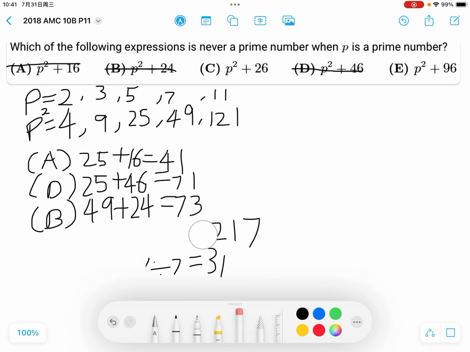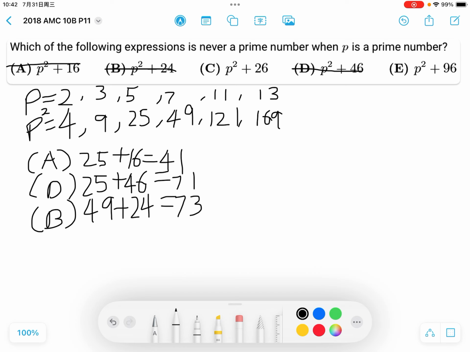So we move on to the next prime number, which is after 11, which is 13. Okay, so for 13 squared, you have 169. So for 169, if I just add 26 to that, 9 plus 6 is 15. So this number ends with 5, so it's divisible by 5, so this is not a prime number. What if we have 169 plus 96? Well, this number also ends in a 5, so that's not a prime number.